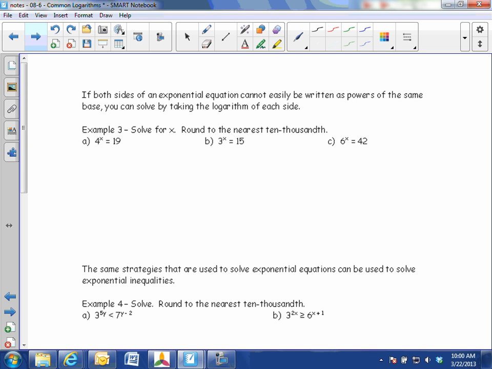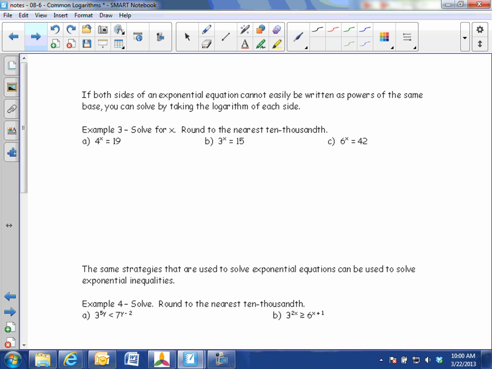Follow me? You know what 4 to the third is? Anybody know? 64. Which is way, way above 19. So I know it's going to be close to 2. I'm assuming it's going to be a 2 point something to get there.